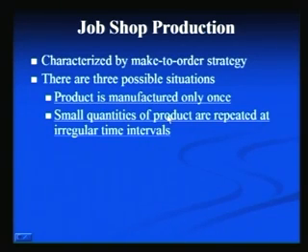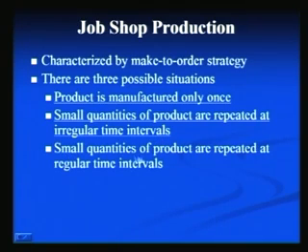And the third situation is where small quantities of product are repeated at regular time intervals. That means there is certain demand in the market, but that is predictable in nature. So, you know that every 6 months you have to produce so many units of that product, because demand is there in the market. So, we can say this is the third type of situation in job shop type of production. But when we talk about job shop type of production system, we say the first and second are most common. That means, product is manufactured only once and small quantities of product are repeated at irregular time intervals.